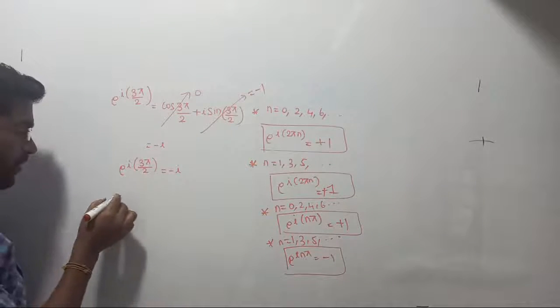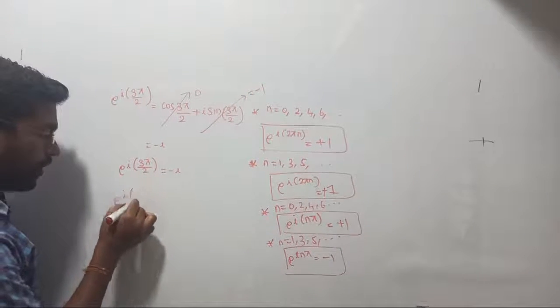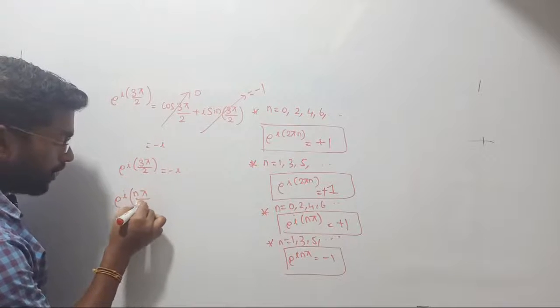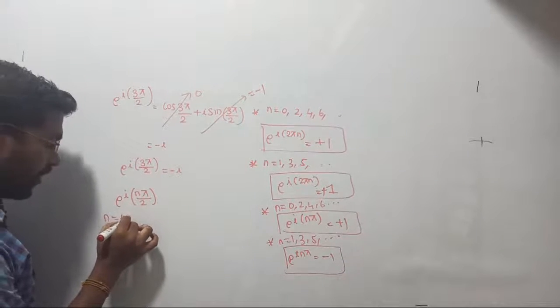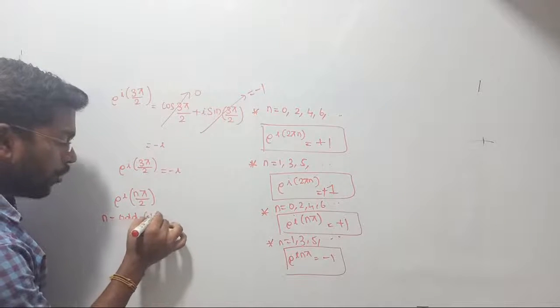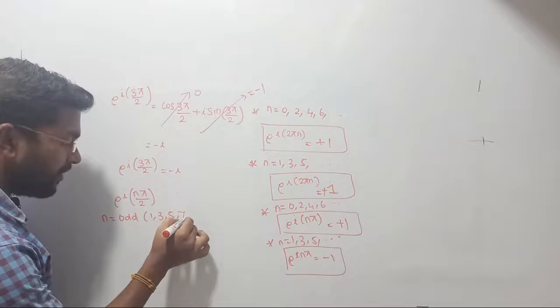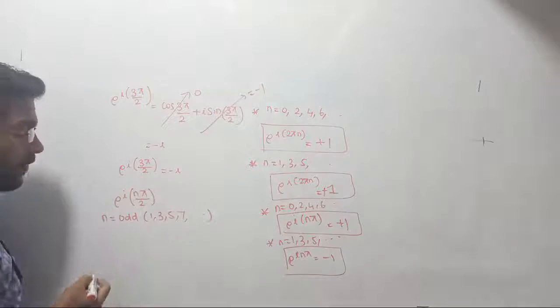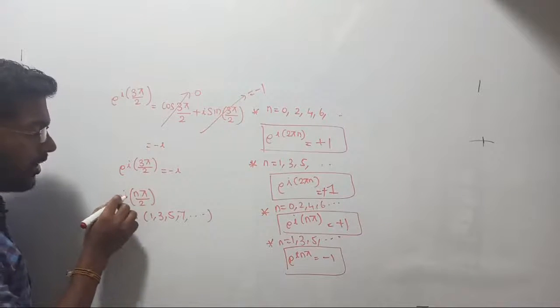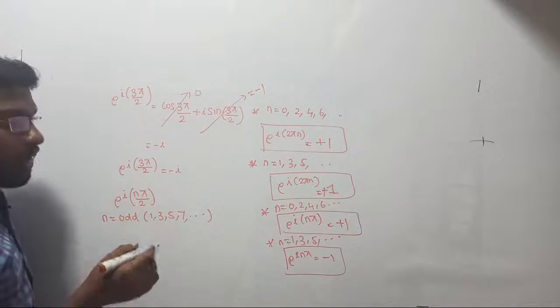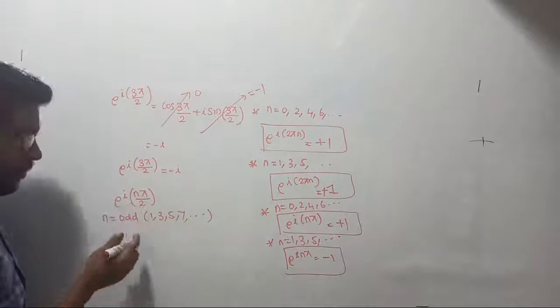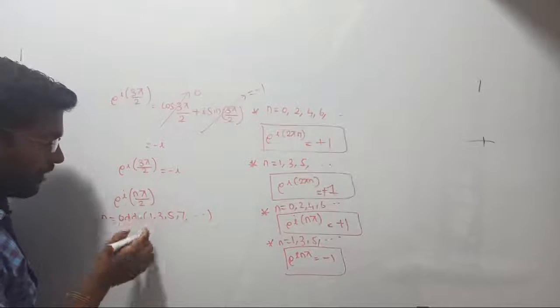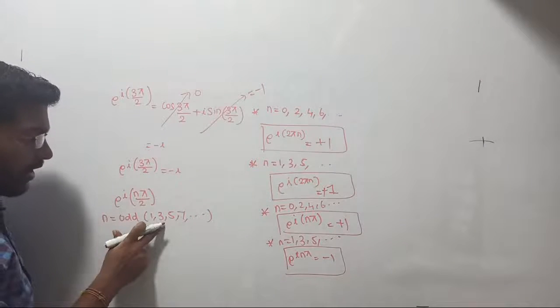So let us generalize, right? Let me consider e power I into n pi by 2. Here, if n is odd, odd values in the sense 1, 3, 5, 7, etc., put odd values for n. Like if you put 1, e power I into pi by 2 gives cos pi by 2 plus I into sin pi by 2. Cos pi by 2 is 0 plus I into sin pi by 2, and sin pi by 2 is 1, so you get I. Put 3 for n, right?